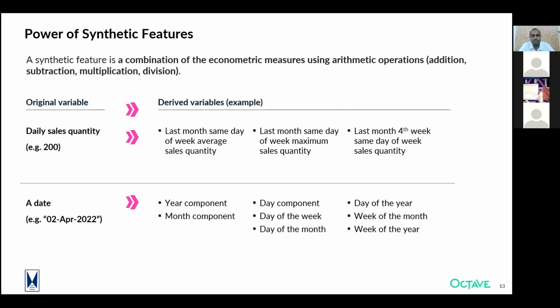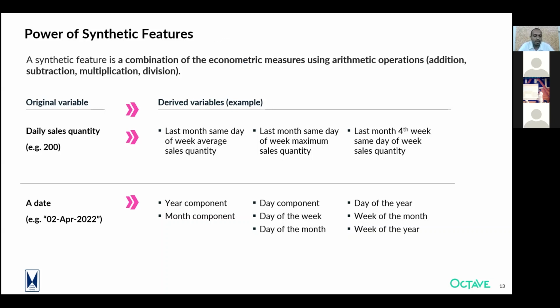For example, we can come up with, for that particular item over the past month, on that particular day of the week, what would have been the average sales quantity. Or we can take the past week's average sales quantity, or something like the maximum sales quantity, or even the minimum sales quantity, right? So there are numerous ways where we can create additional synthetic features.